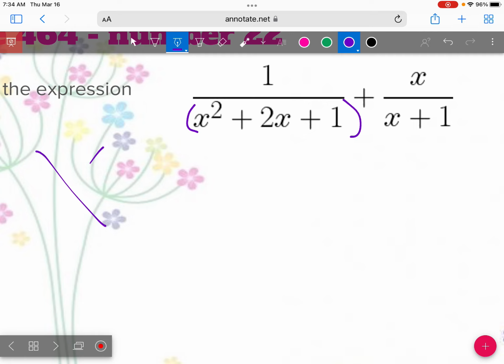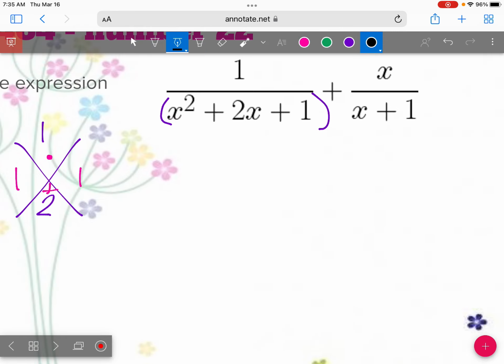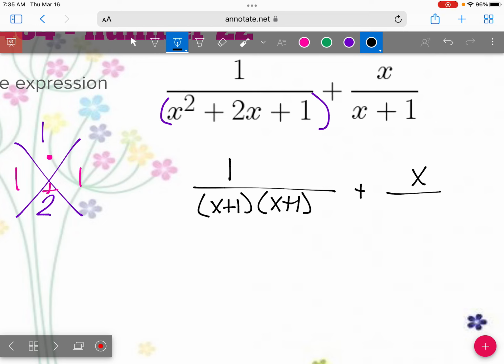So we're going to x and box. Let's see if we can x it. What will go on the top of my x? 1. What will go on the bottom? 2. Is there a pair of numbers that can multiply to be 1 and add to be 2? 1 and 1. So we can rewrite this as 1 over x plus 1 times x plus 1. Then we're trying to add x over x plus 1.